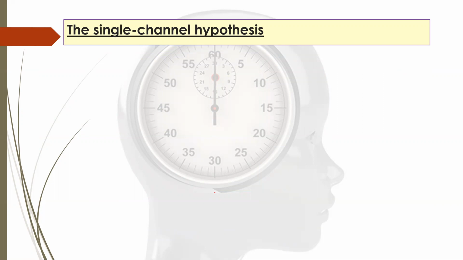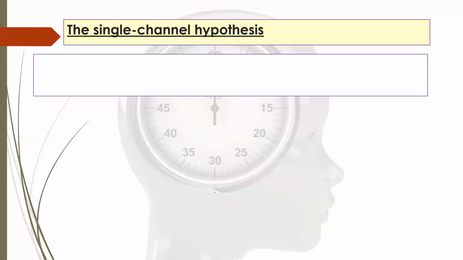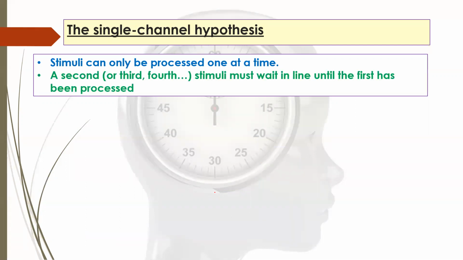Single channel hypothesis. Now, this is actually a lot simpler than it sounds, so don't be afraid of this one. The key thing here is that stimulus can only be processed one at a time. One single stimulus can be processed at any one time. Any others, second one, third one, fourth one, they have to wait in line until the first one or the one previous to that one has been processed.